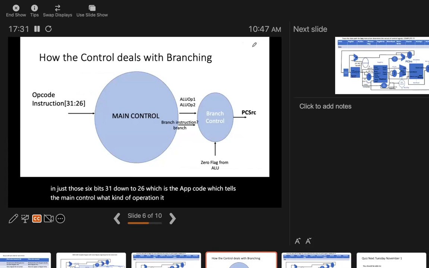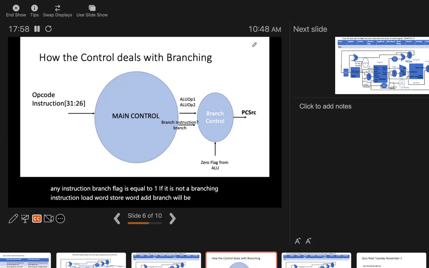Within this main control, there is a branching control, which is going to generate the PC source, which will determine whether to branch or not. Now, these are the inputs for this branch control. There is going to be a branch flag, right? If it is a BEQ instruction or a BNE instruction, branch flag is equal to 1. If it is not a branching instruction, like load word, store word, add I, branch will be 0.